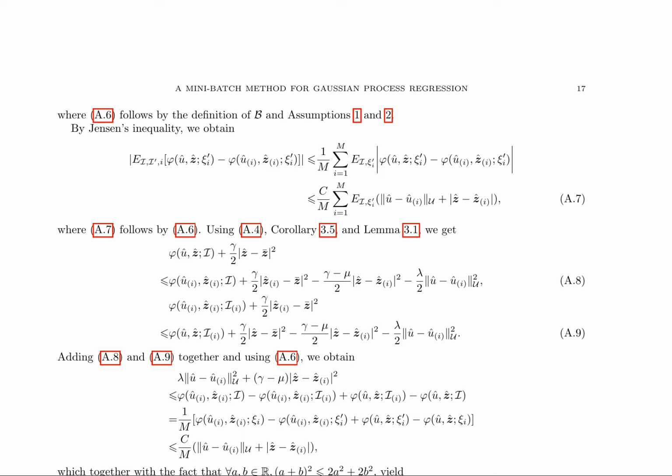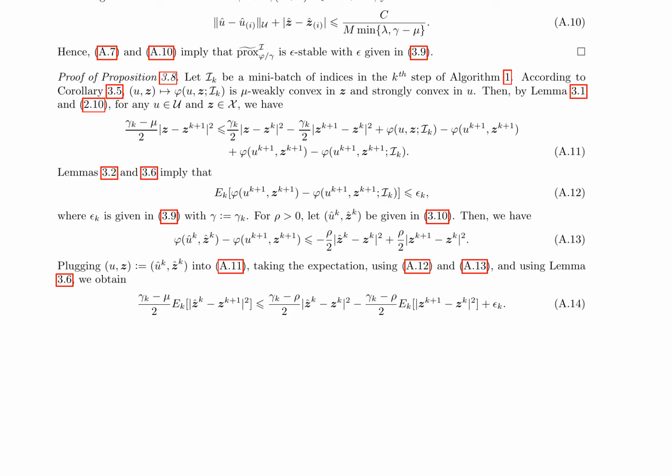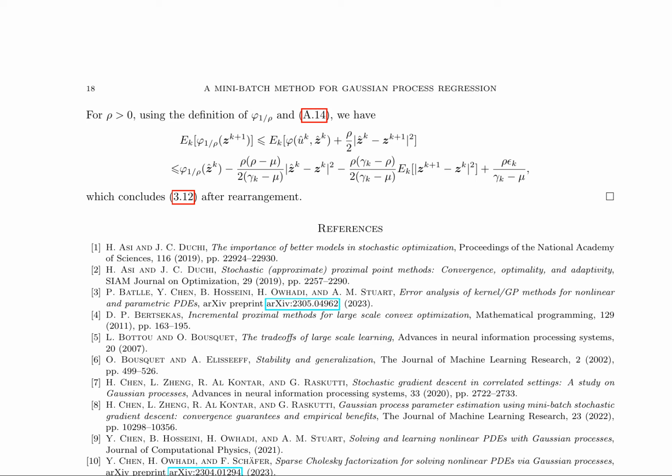The paper discusses a mini-batch method for Gaussian process regression, focusing on the stability and generalization of the model. It introduces a new method for approximating the Gaussian process, GP, posterior using mini-batches, which is shown to be E-stable. The method leverages the properties of the GP to ensure stability and optimality. The proof of proposition 3.8 is provided, which demonstrates the convergence of the mini-batch method.